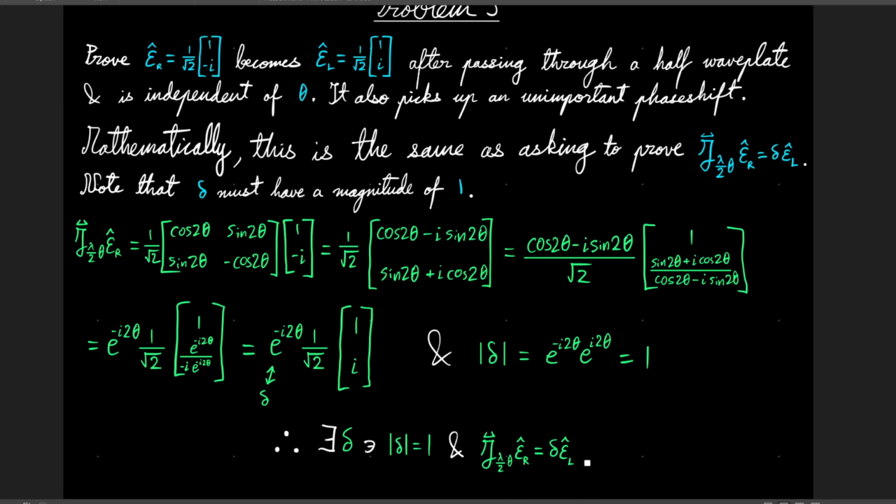Now for problem 3, it was asking to prove that right circular polarization becomes left circular polarization after passing through a half-wave plate. This is the same thing as asking mathematically to find an eigenvalue. So you're basically saying that this input into the wave plate system gives just a scaled output of the left circular polarization. And because it's just a phase shift that's unimportant, we know that the eigenvalue delta must have a magnitude of 1.